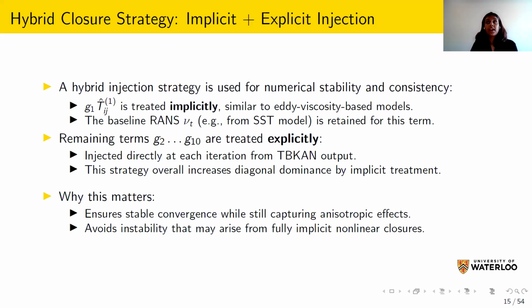So the idea to deploy this strategy is so that we can increase the diagonal dominance by implicit treatment. This is important because it helps with stable convergence, and also instability is avoided that might arise from a fully explicit nonlinear closure.